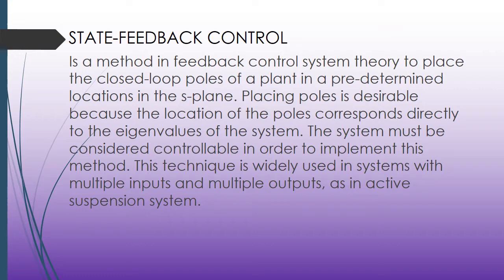Placing poles in desired location is desirable because the location of these poles corresponds directly to the eigenvalues of the system. The system must be considered controllable in order to implement this method. This technique is widely used in systems with multiple inputs and multiple outputs, as in active suspension systems.